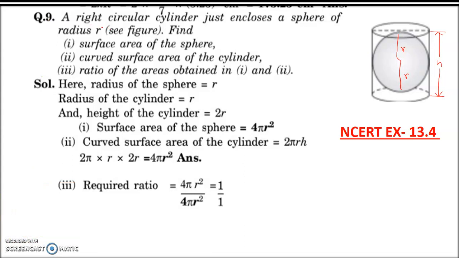It says a right circular cylinder just encloses a sphere of radius r. Okay, this is given in the question. See the figure. Find, first, the surface area of the sphere. Second, the curved surface area of the cylinder. Third, the ratio of the areas obtained in the first part and the second part.